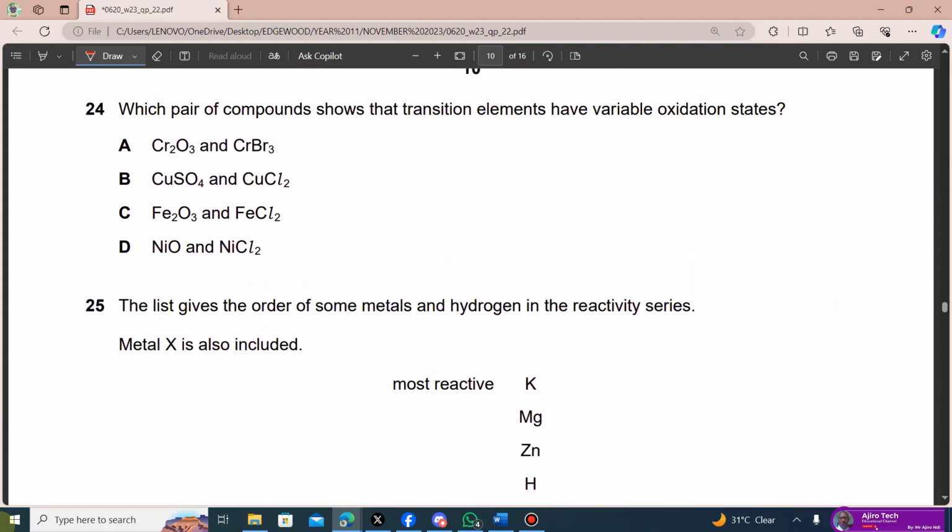Now, question 24. Which pair of compounds shows that transition elements have variable oxidation states?